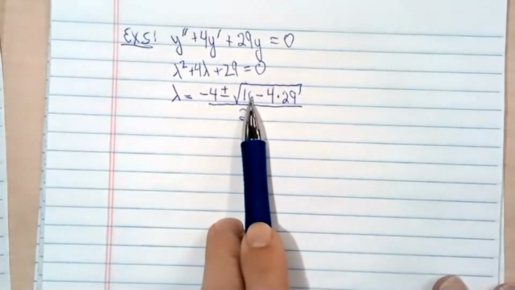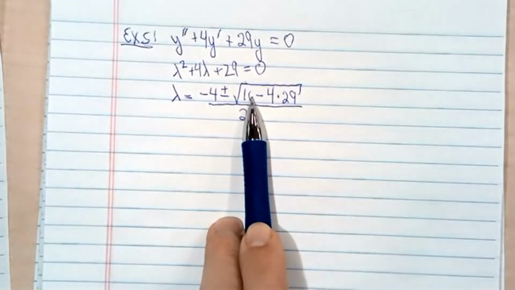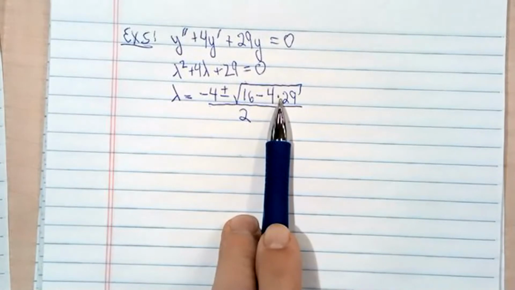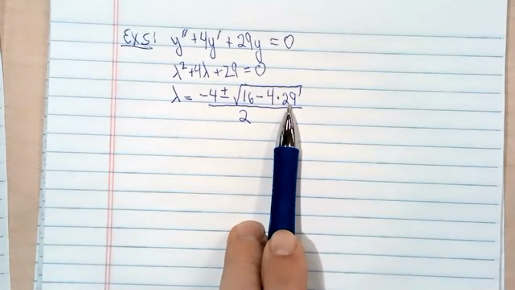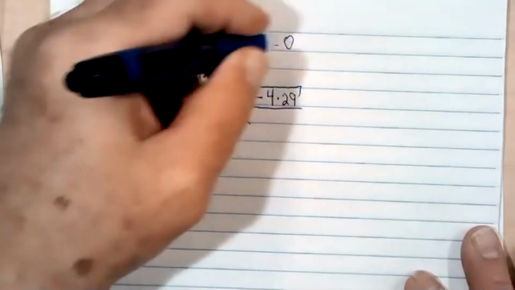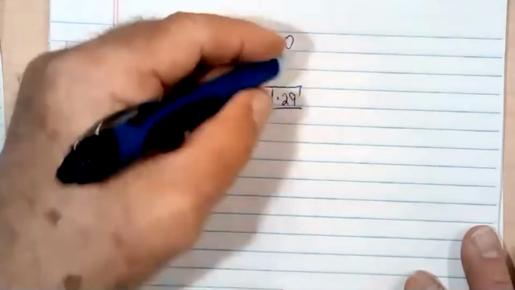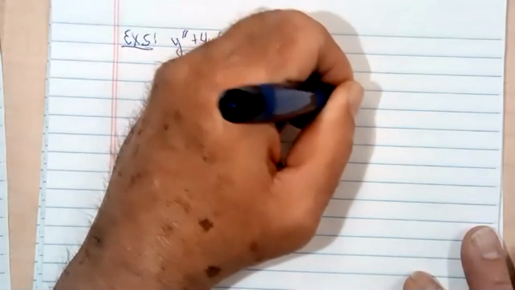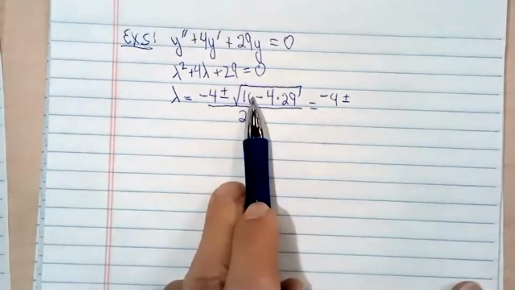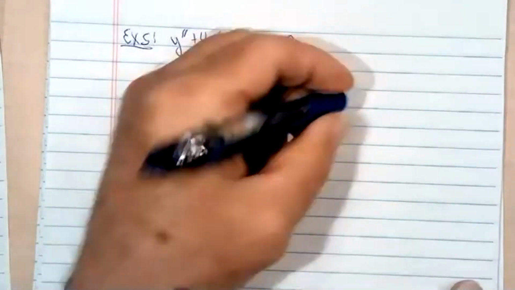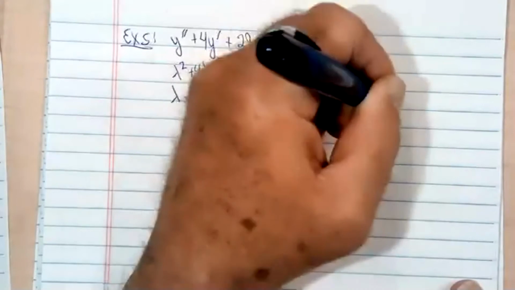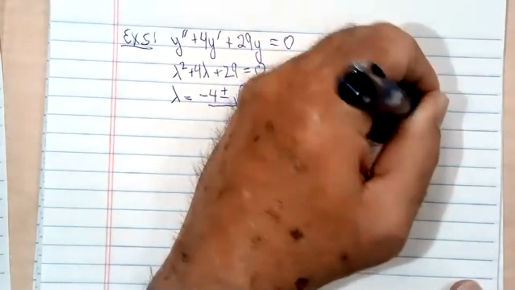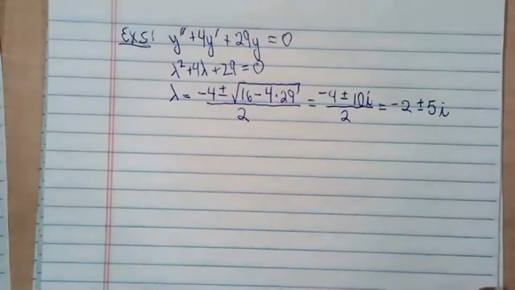And 4 times 29 is sure more than 16. So 116, subtract 16 is 100. Oh, nice. Minus 4, plus or minus. So I'm getting negative 100 under here. So taking the square root, I get 10i. And then, of course, the whole thing's divided by 2. So I've got minus 2 plus or minus 5i for eigenvalues.